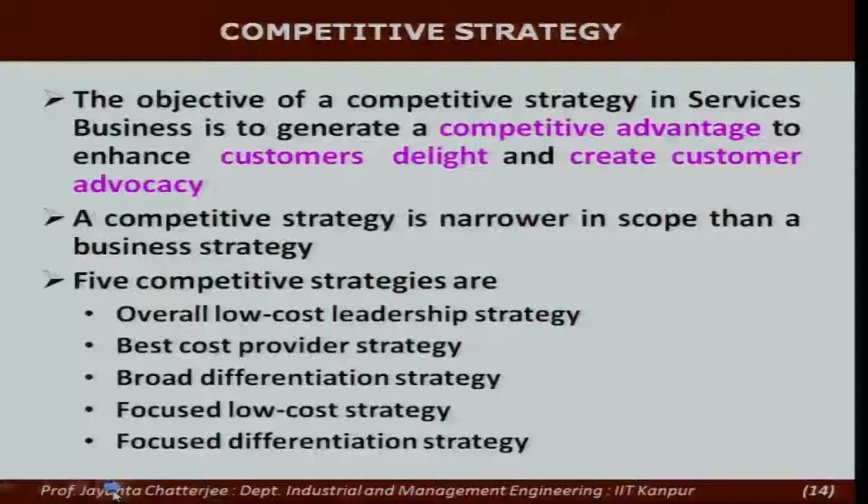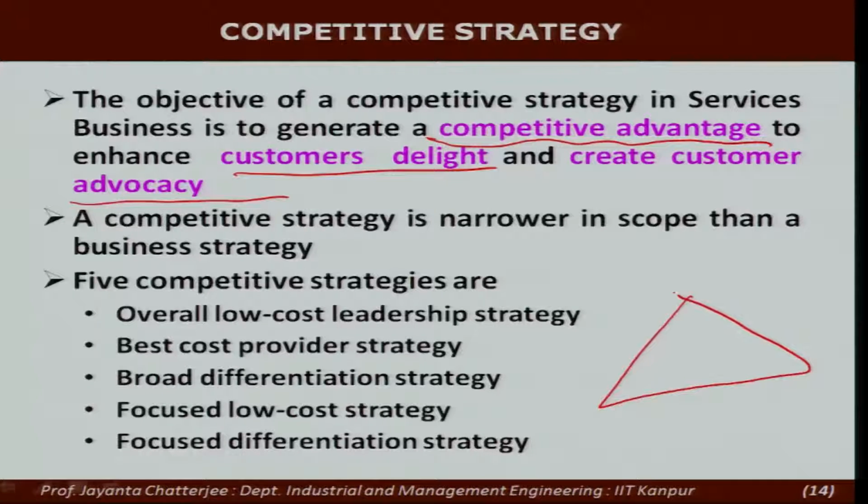Let us look at how these are done. So, this is a statement that the objective of a competitive strategy in services business is to generate a competitive advantage to enhance customers' delight and create customer advocacy. So, we have already discussed that in services businesses we constantly try to go up this pyramid, from transactional instances of service procurement to a relational paradigm, and ultimately we want our customer to become our marketer.